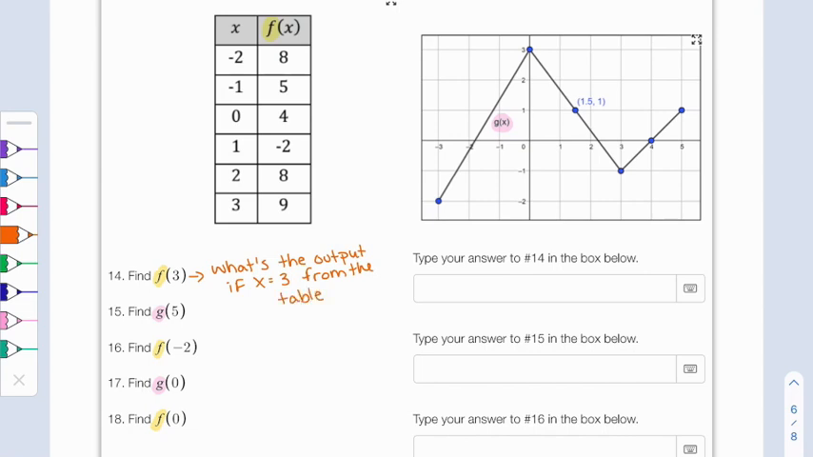So I'm going to find x equals 3. What's the output? 9. So f of 3 is 9.